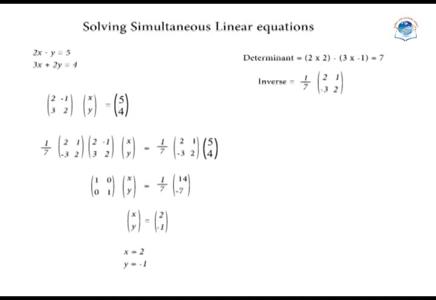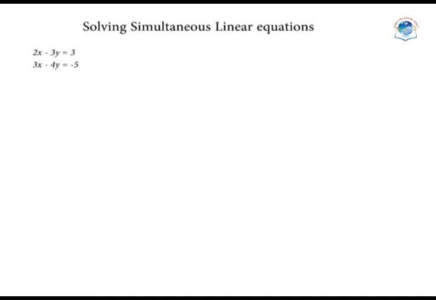Last example, 2x minus 3y is equal to 3, 3x minus 4y is equal to minus 5. Write the coefficients as a square matrix, that is 2, negative 3, 3, negative 4 times x, y is equal to 3, negative 5.